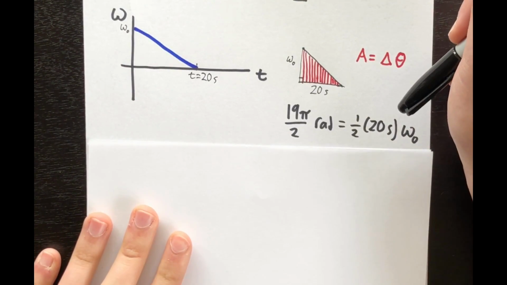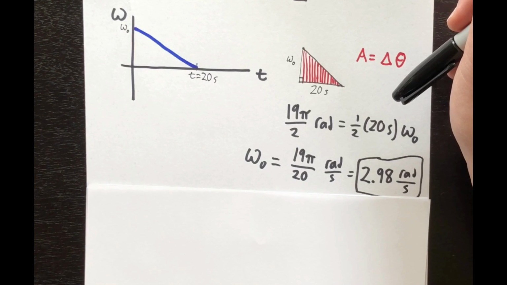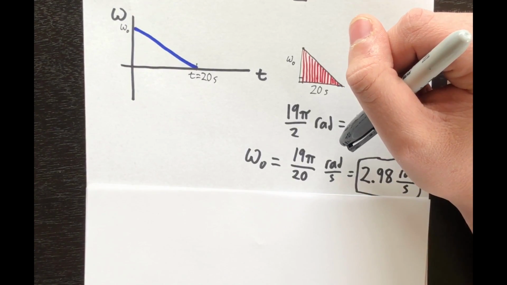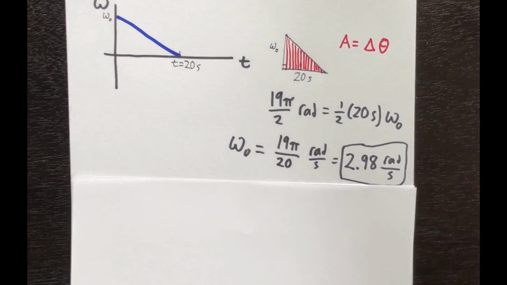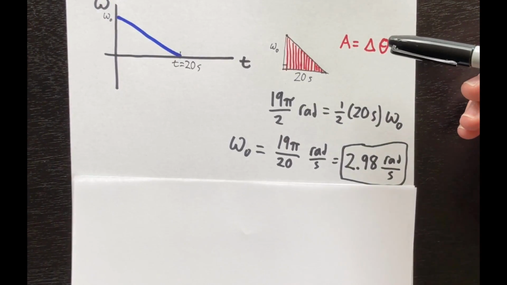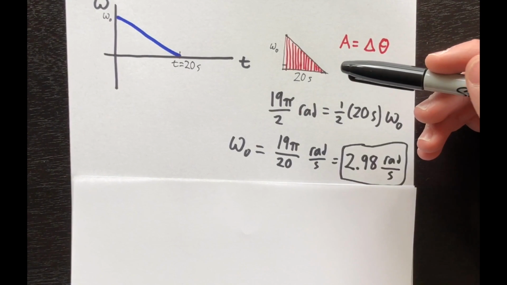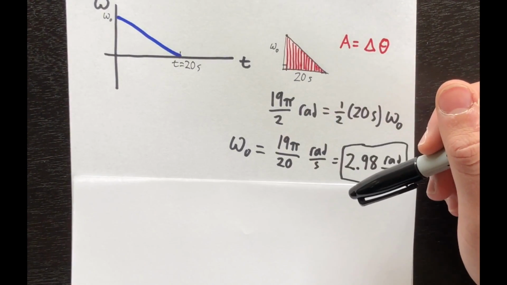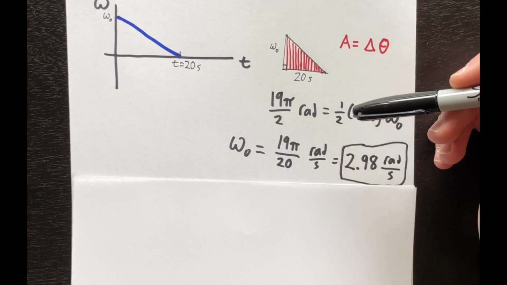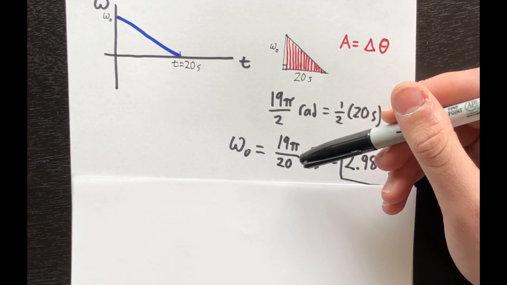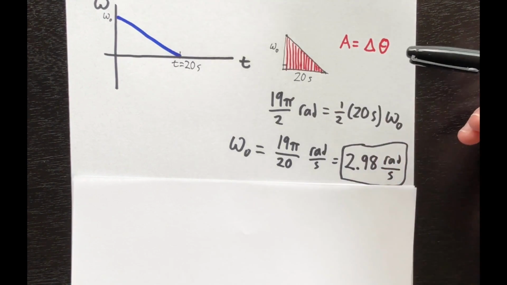So we can plug in what we know and find that the initial angular velocity is 19 pi over 20 radians per second, or 2.98. If you're having trouble visualizing what this means, just keep in mind that 2 pi radians is 1 revolution, so pi radians per second would be half a revolution per second, and this is very close to that, so basically 1 revolution every 2 seconds.